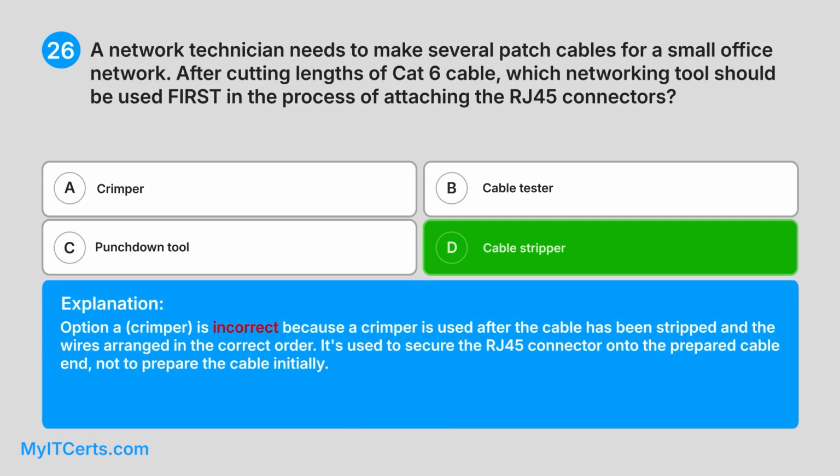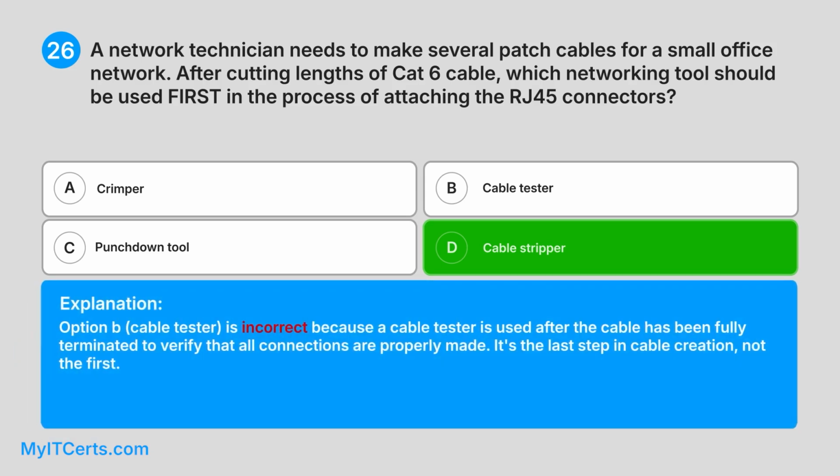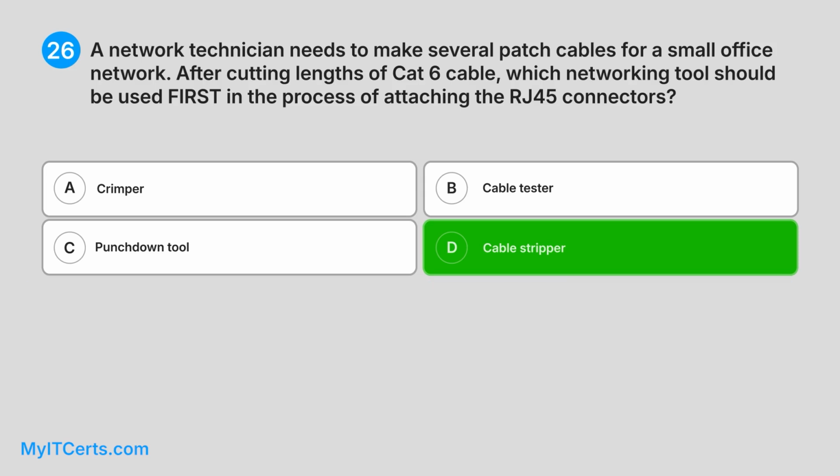Option A, crimper, is incorrect because a crimper is used after the cable has been stripped and the wires arranged in the correct order. It's used to secure the RJ45 connector onto the prepared cable end, not to prepare the cable initially. Option B, cable tester, is incorrect because a cable tester is used after the cable has been fully terminated to verify that all connections are properly made. It's the last step in cable creation, not the first.